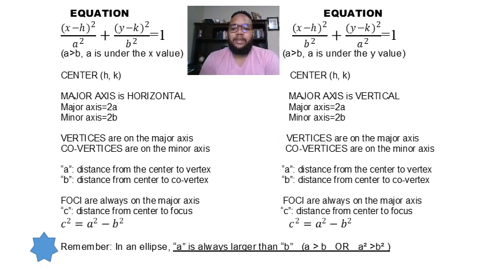Now foci, this is always on the major axis, both cases. And in both cases, c squared equals a squared minus b squared. Now when you calculate c, the only difference is for horizontal ellipse, you're going to move c units left and right. For the vertical ellipse, when you calculate c, to get the foci, you're going to move c units up and down. And that's pretty much all the differences between horizontal and vertical ellipse. That's how you get every part of it. Stay tuned for examples in the next video.